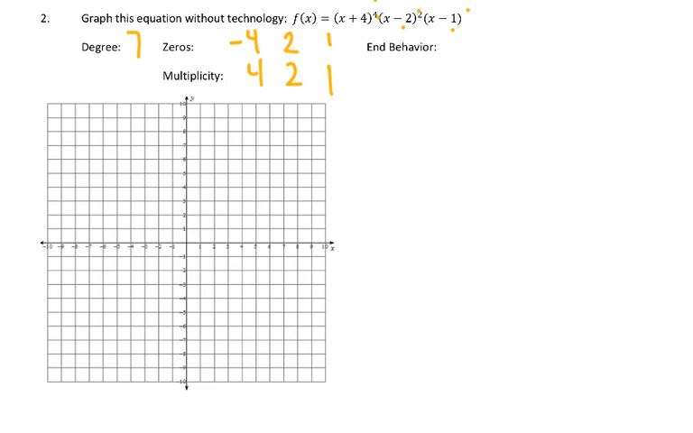Okay, so our end behavior, we've got an odd and then no negative in front, so odd positive. Remember, odd positive looks like this: to the right up, to the left down.